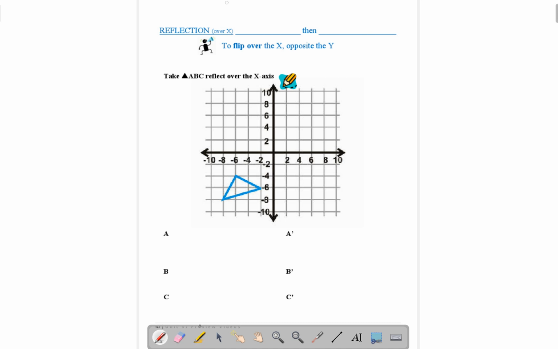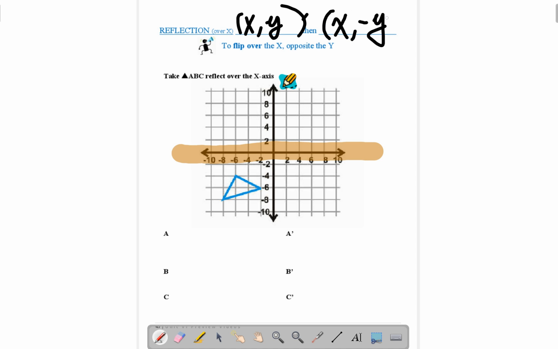Now we're going to reflect over the x-axis. So now we're going to take it over that axis right there. So if I have x and y, it's exactly opposite. To flip over the x, you opposite the y coordinate. To flip over the x, you opposite the y.